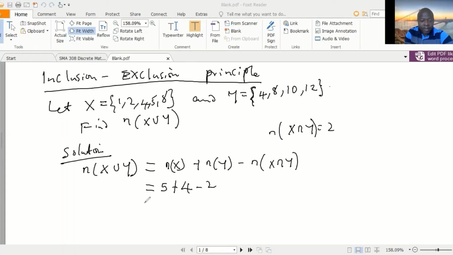So that means that the number of elements in the union will be 9 minus 2, which is 7. So that is when you use the inclusion-exclusion principle.